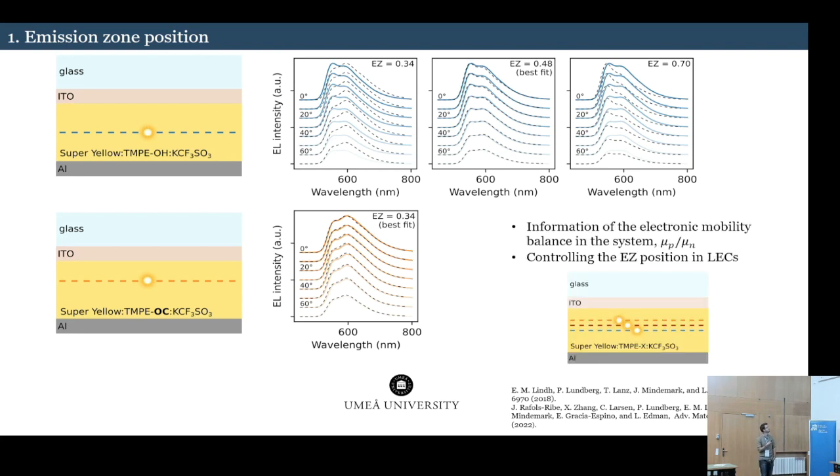My key point here is that we can extract relevant information on the electronic mobility balance in the system, so this will be more balanced than that one. And in that paper, but it's not the point now, it will show as well that we now have a way to possibly control the emission zone position when we do a mixture of these two ion transporters, and position the emission zone where we want, depending on the device thickness and so on, in terms of outcoupling, in terms of efficiency, let's say.